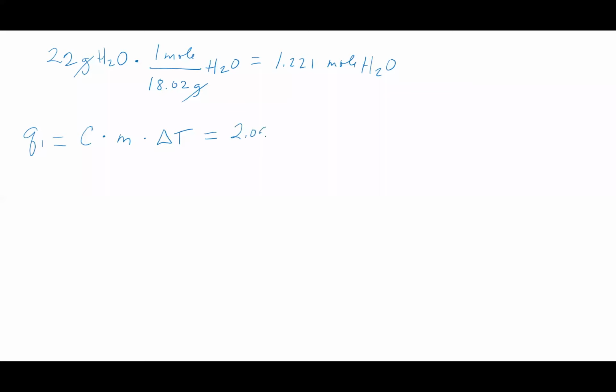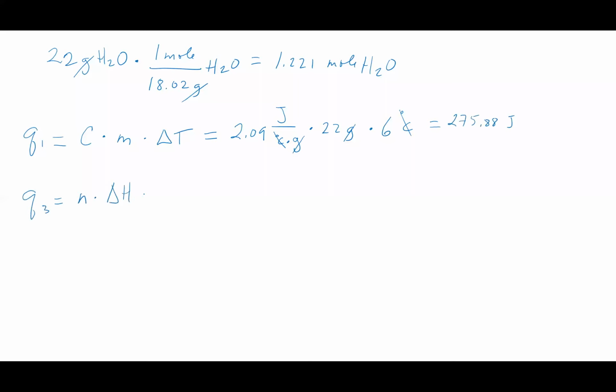We've got 2.09 joules per degree Celsius per gram. We're going to multiply times our 22 grams, so grams cancel here. Then we have our change in temperature, which is 6 degrees Celsius, and that cancels against this degree Celsius. If we carry out that calculation, we get 275.88 joules.